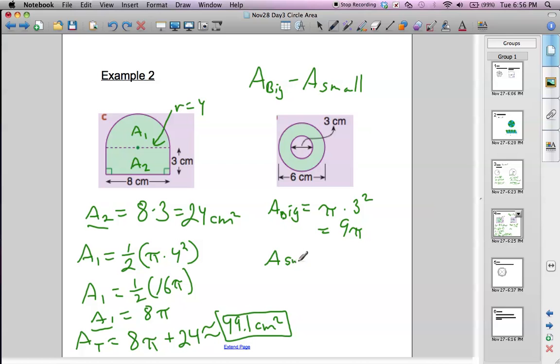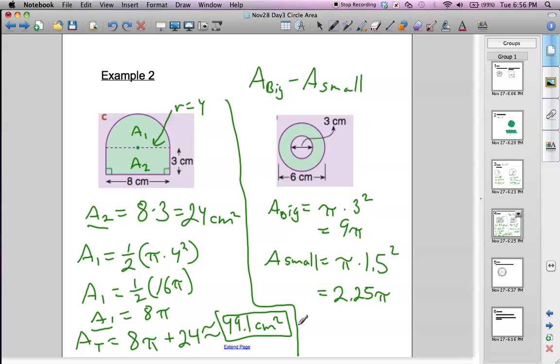The area of the small circle is, now the diameter is 3, so the radius of the small circle is going to be 1.5. So pi times 1.5 squared, which equals, 1.5 squared is 2.25, so we're going to have 2.25 pi. And the total area, you're going to add 9 pi plus 2.25 pi equals 11.25 pi.